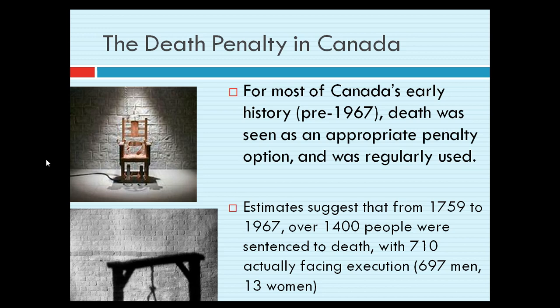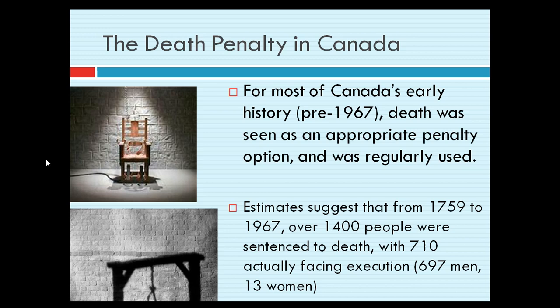And in fact, that was consistent with most of the modern world at that time. Estimates suggest that from 1759 to 1967, and you can see this on your screen here, there were over 1,400 people in Canada who were sentenced to death, and at least 710 of those execution orders actually went through. You'll notice that that's about half of the people who had that particular penalty actually had it happen in terms of being executed. Kind of a terrible word to use there, but you get the idea.